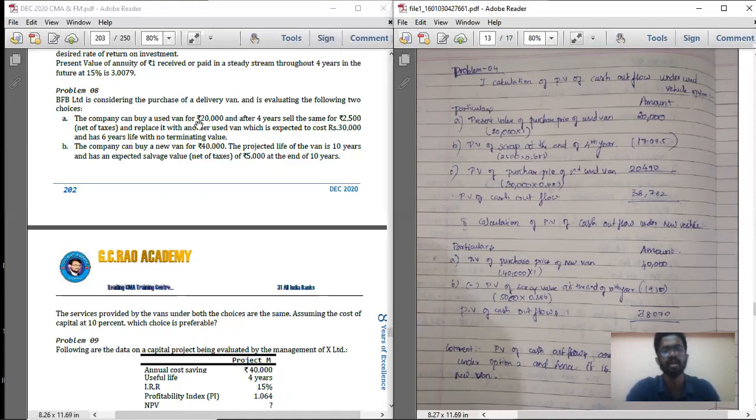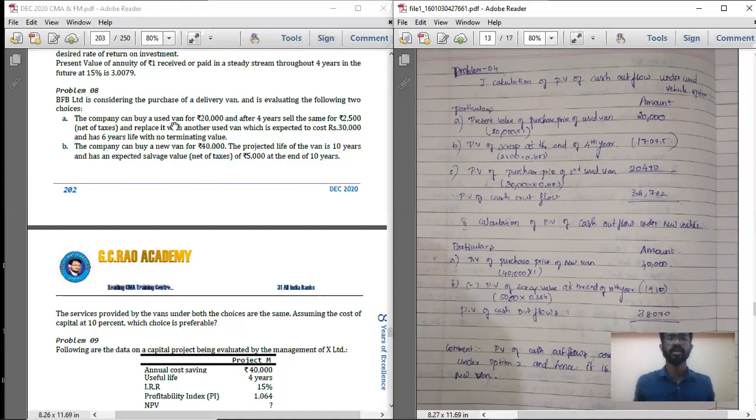For this, you should calculate what is the NPV, that is present value of cash inflow, or you should calculate the present value of cash outflow. There is only outflows here. So comparatively, where the present value of cash outflow is lesser, you should accept it. So first option, understand the option. First option I will clearly explain to you.